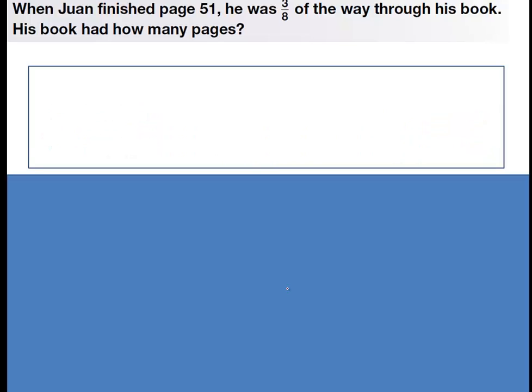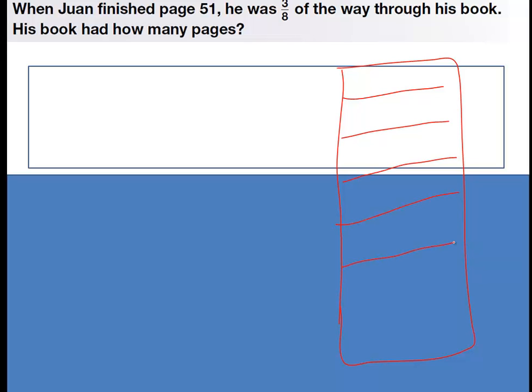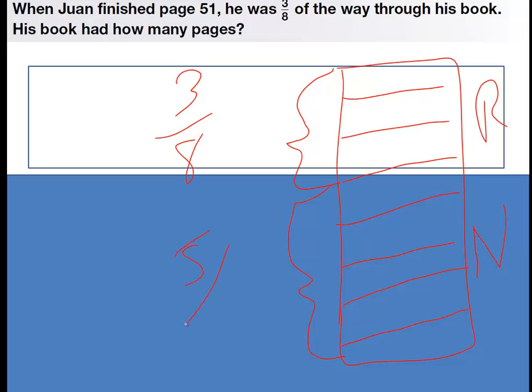So let's take a look at this. Juan has finished page 51 of a book. He's 3/8 of the way through the book. So as soon as I see 3/8, I'm going to draw my 8 boxes: 1, 2, 3, 4, 5, 6, 7, and 8. Now it says he's read 3/8 of the book. That's how much he's read. So how much he has not read is down here, which is 5/8, right? So here's 3/8 he's read, 5/8 he has not read.